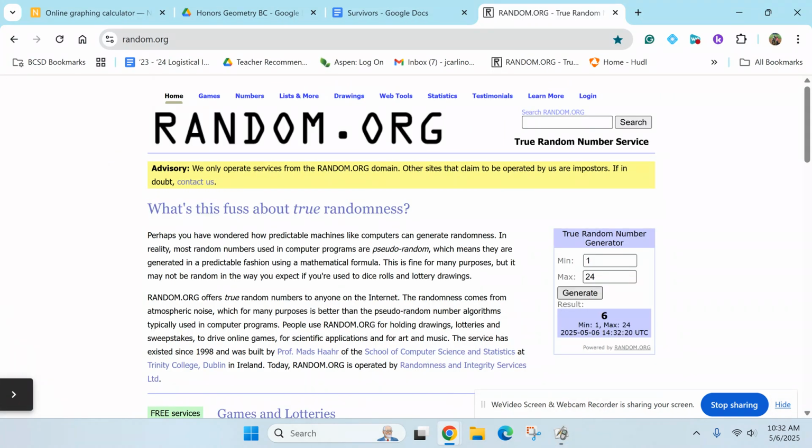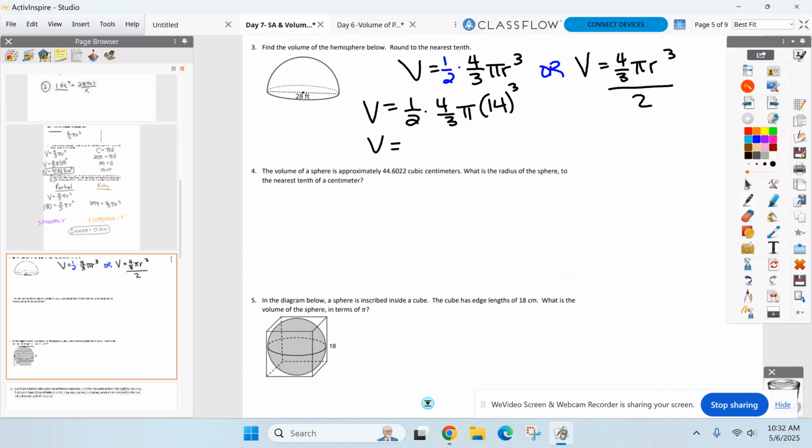Here we go. Cheer when you're ready there. What do you got? 5,740. You're right. Yep. Cubic feet.